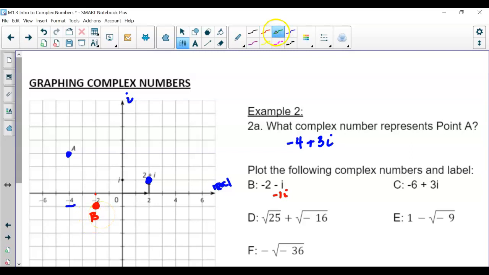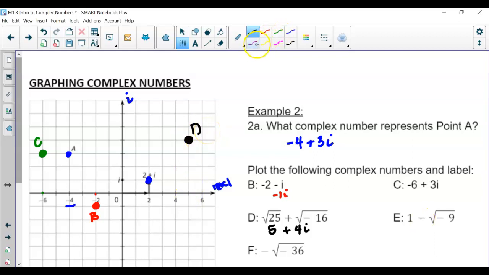So then here, point C, negative 6. So here's that real part, negative 6 plus 3i. So we're going to go above 3 units. That is point C. Now point D, we do need to simplify. So this is just the square root of 25. That's just 5. Then plus the square root of negative 16. Now is this imaginary? Yes, because this is the square root of a negative value. So this is not just 4, but 4i. So positive 5, and then we're going to go above from 5, we're going to go up 4. 1, 2, 3, 4. That is point D.